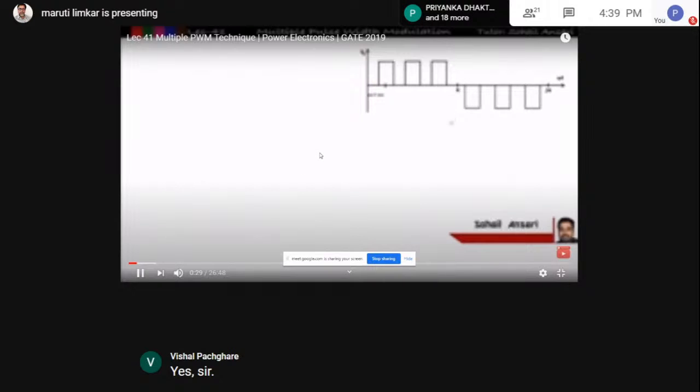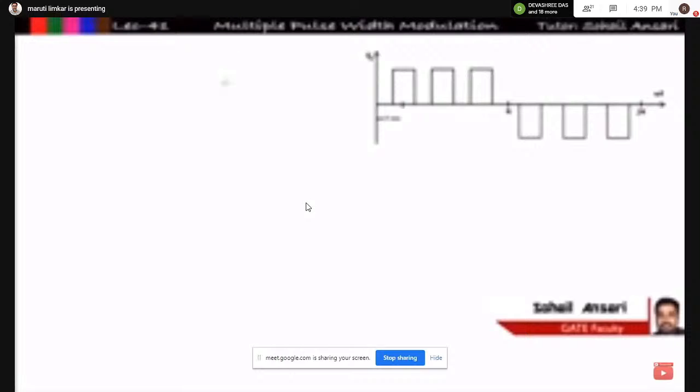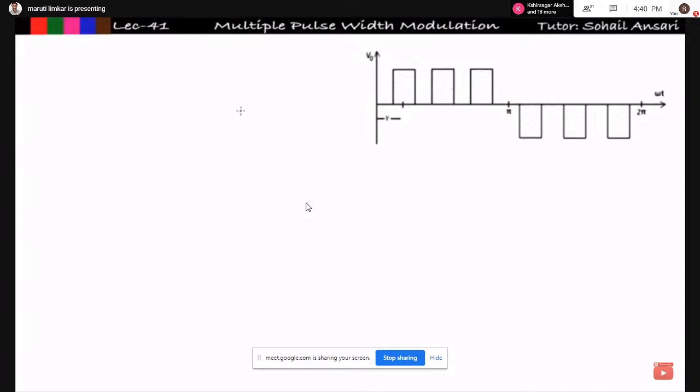Multiple PWM technique and how we can generate this output voltage, I have already explained in the previous lecture, that is lecture number 40. From 0 to pi, the pulse width is 2D. I already defined that 2D is equal to the pulse width per half cycle. So each pulse width is 2D upon n, where n is equal to 3 for this waveform. This is my example of multiple PWM.